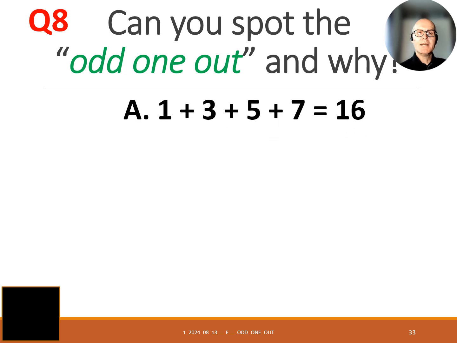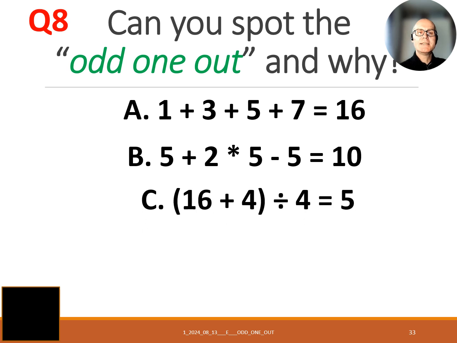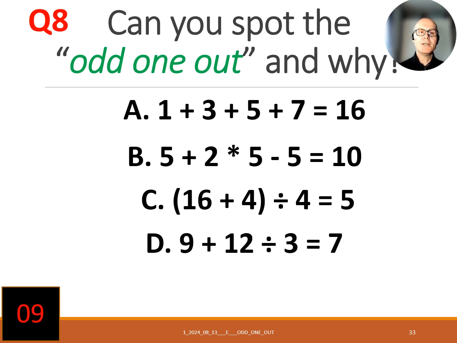Question 8. These following questions are about BODMAS. 1 plus 3 plus 5 plus 7 equals 16. 5 plus 2 times 5 minus 5 equals 10. 16 plus 4 in brackets divided by 4 equals 5. And 9 plus 12 divided by 3 equals 7.